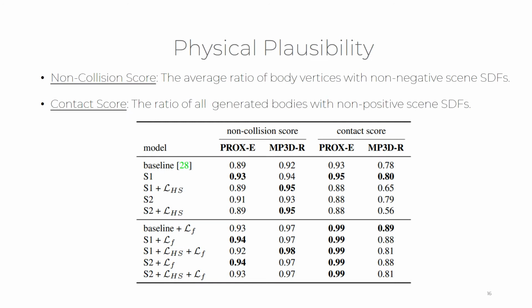The physical plausibility is reflected by 2 scores. Here too, the higher the better. The results show that the S1 model outperforms other methods, and the fitting can consistently improve performance.